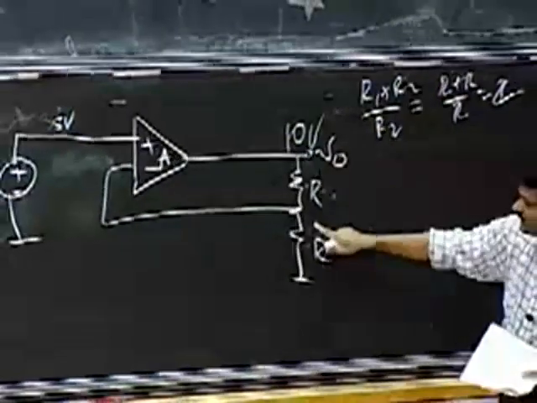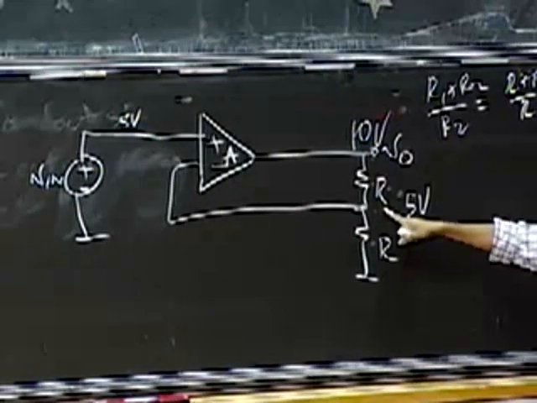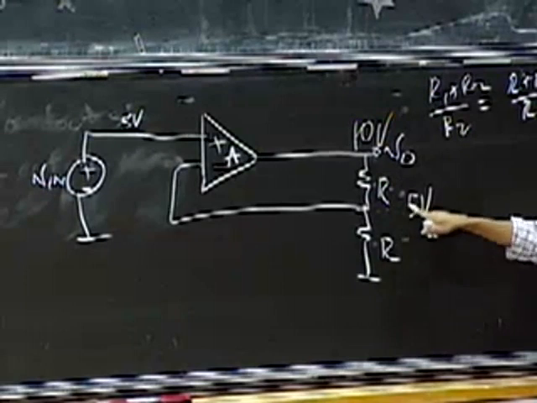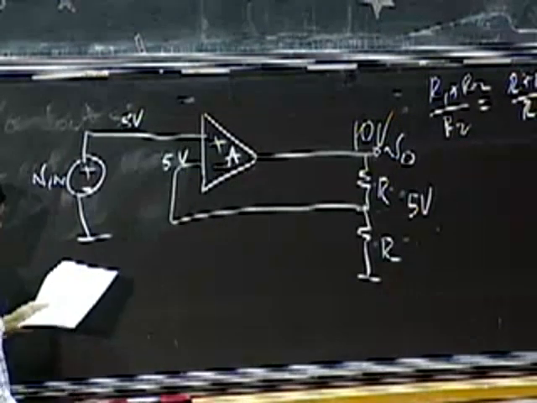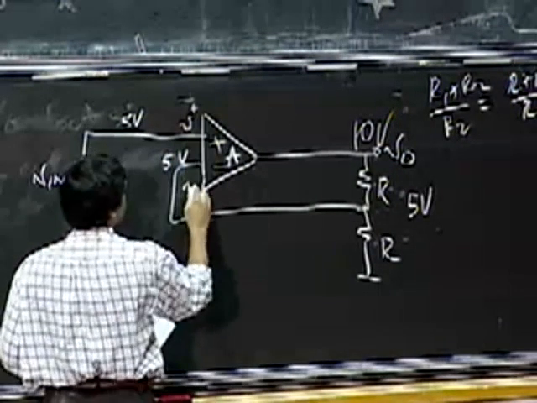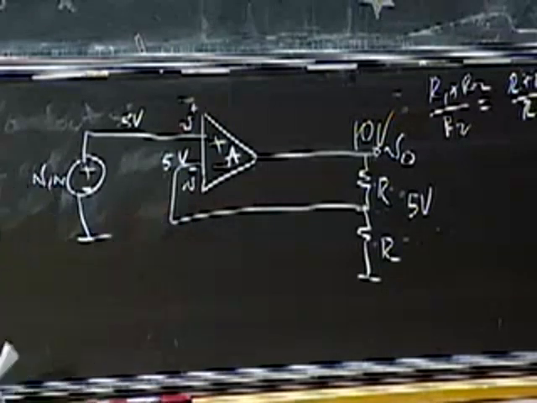If that is 10 volts, this is going to be 5 volts, correct? This R and R voltage divider gives me 5 volts here. So this is V plus, this is V minus, and I get 5 volts here. That's how the circuit looks.